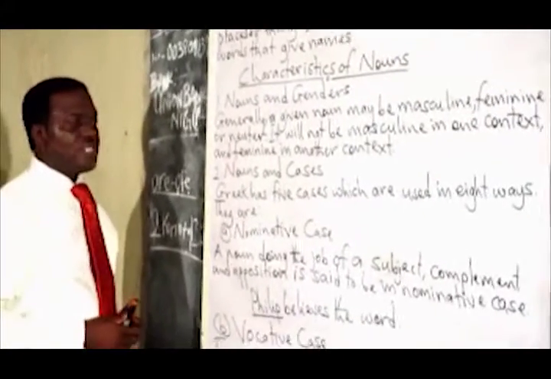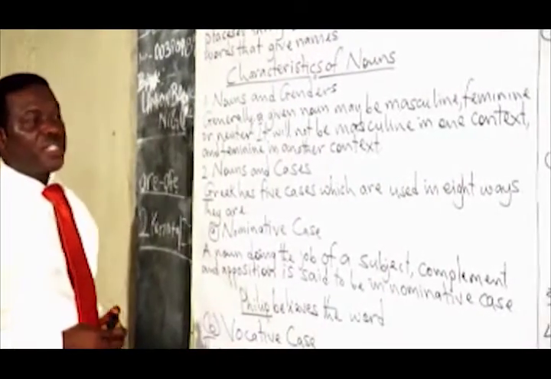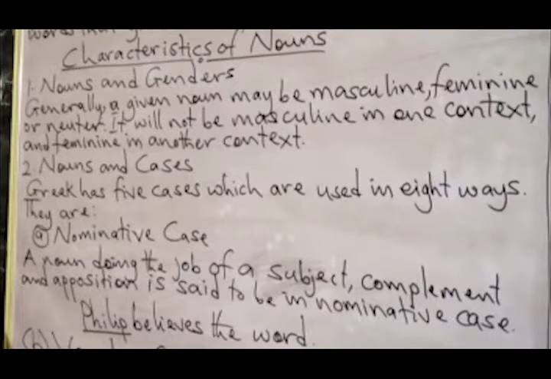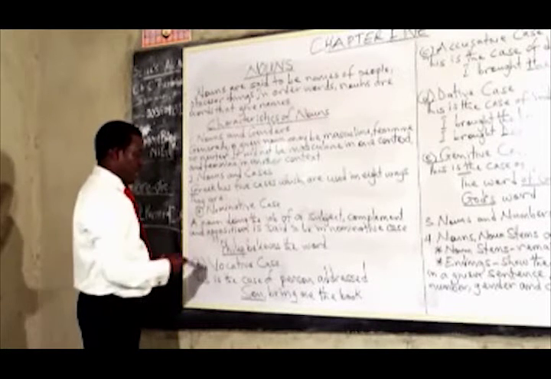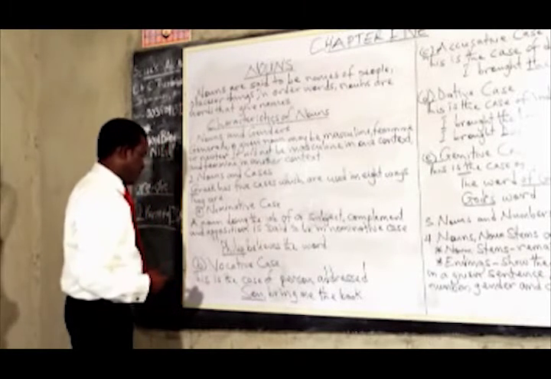Number 2, nouns and cases. Greek has 5 cases which are used in 8 ways. They are: nominative case. A noun doing the job of a subject, complement, or apposition is said to be in the nominative case in Greek. Example: Philip believes the word. Philip here is the subject, and since it is the subject in Greek, it will be in the nominative case.